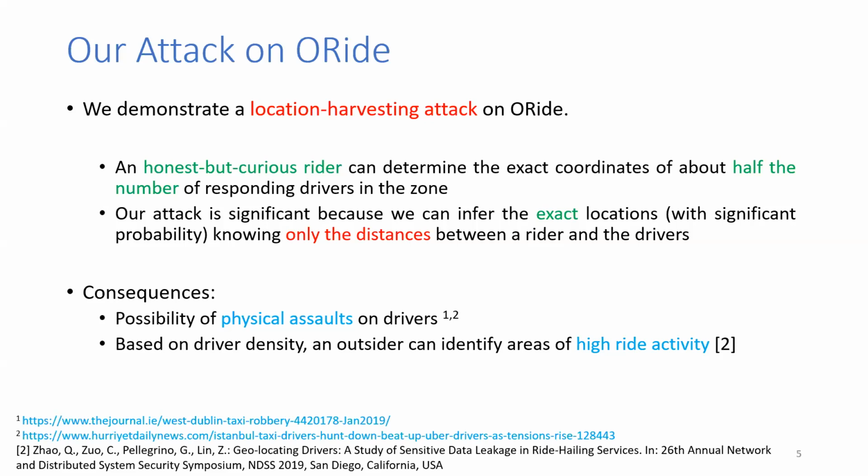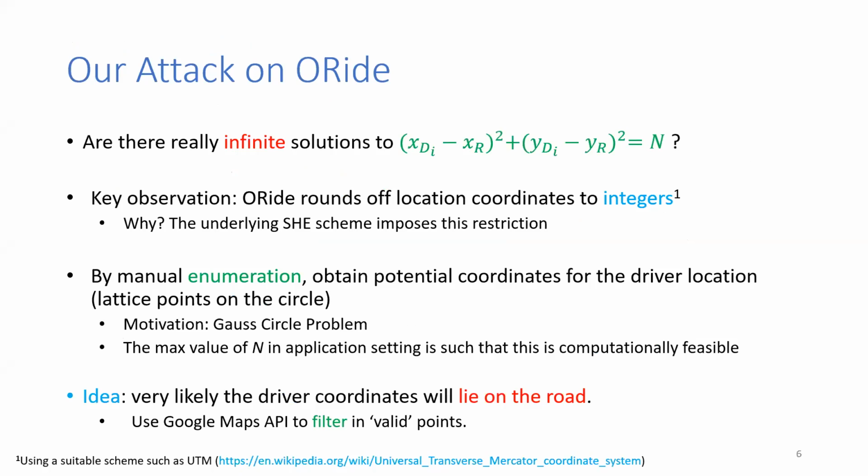So what are some consequences of our attack? There could be the possibility of physical assaults when the locations of drivers are revealed, and there have been reports previously where information about drivers' locations has been used maliciously. Another consequence is that this allows a third party to obtain the density of drivers in a particular region of the city, based on where their current locations are during a ride request, and this can be misused by competitors, for example.